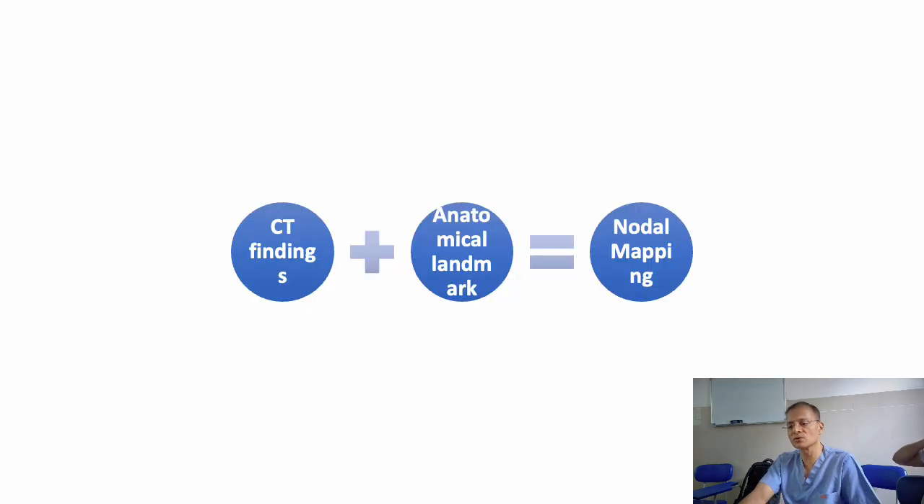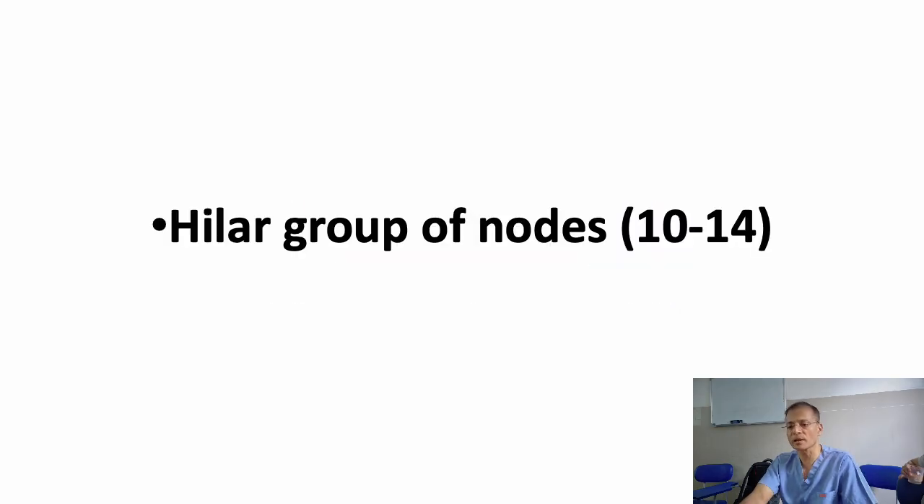Again, I'm not going into details. What's important is that we have to correlate with the CT findings and anatomical landmarks which we identify during the CT scan. That comes to nodal mapping. Let's come first to the higher group of lymph nodes, because surgery, if possible, is always justified in that group of patients who have only the higher group of lymph nodes positive. It means levels 10 to 14. We don't even need to prove or disprove whether these lymph nodes are positive or not.